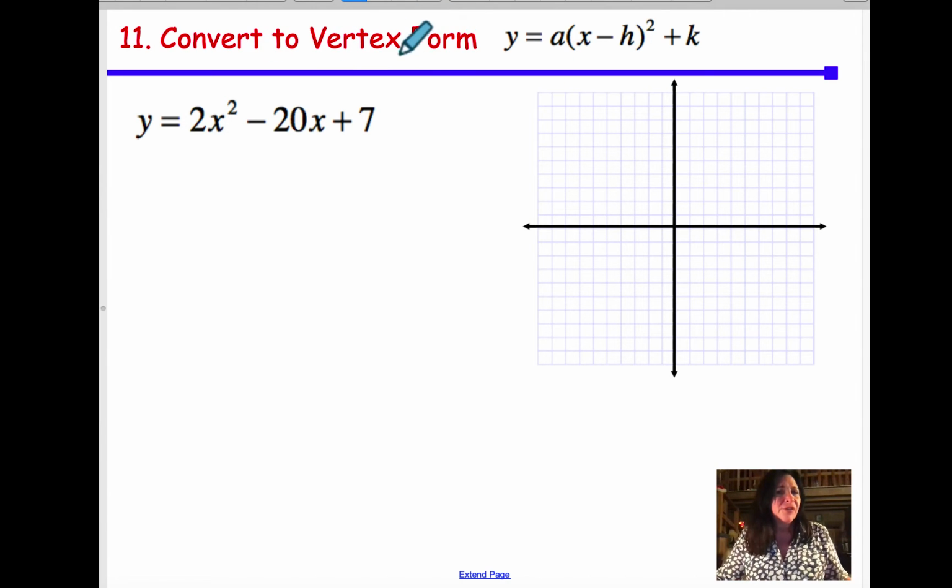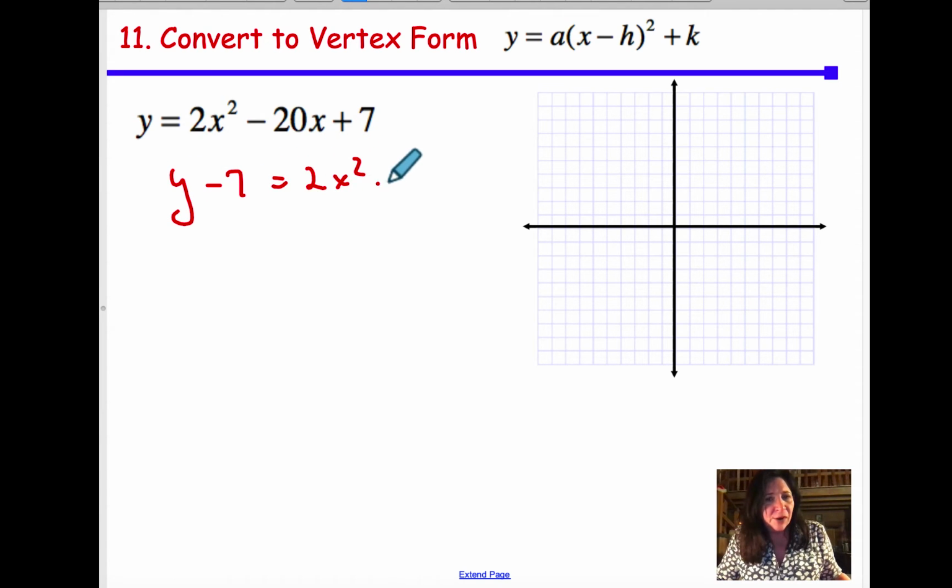I want you to convert this to vertex form, which basically means we're not using the vertex shortcut. We're going to complete the square to solve. So 7 is going to go to the left side. So we're going to go y minus 7 is equal to 2x squared and then minus 20x. Just looks like my y-intercept is at 0, 7, so right around here. I know I'm crossing my axis.